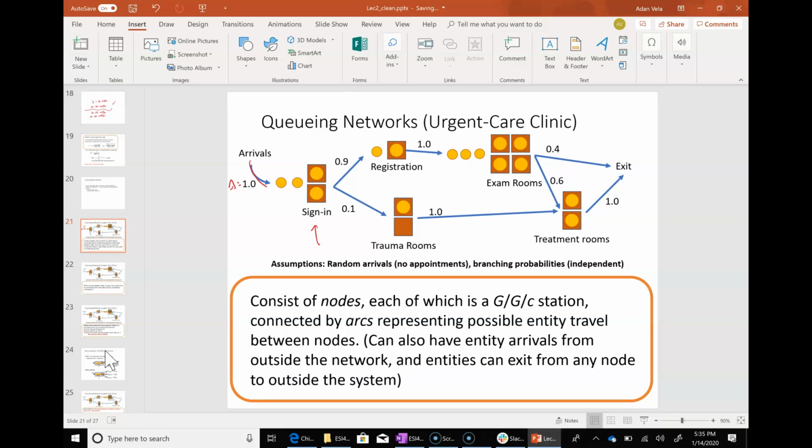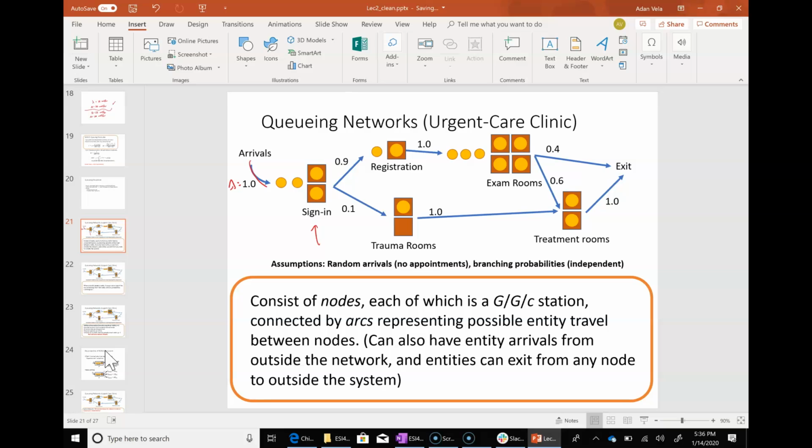They sign in, right? If they can't sign in because they're seriously hurt, then they go straight to the trauma room, right? So maybe 10% of the people who arrive to the hospital go to the trauma room, 90% go to registration, right? They wait in registration, right? Everybody who went through registration then goes to an exam room. After the trauma room, these folks go to the treatment room.